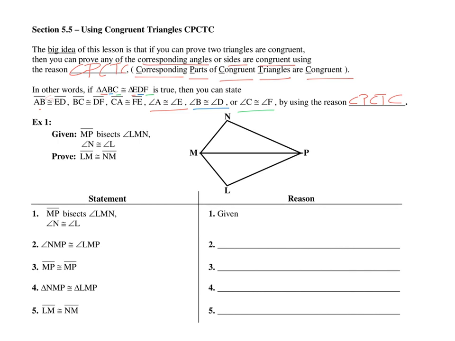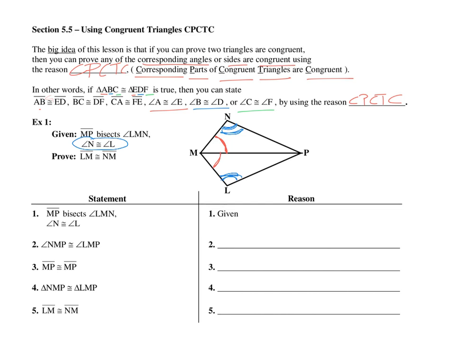All right, now let's go over an example. So you're given MP bisects angle LMN. I know that these angles are congruent because the angle's bisected. Let me use double arcs here. All right, so we have the first statement, reason is given. The next statement, angle NMP is congruent to angle LMP.